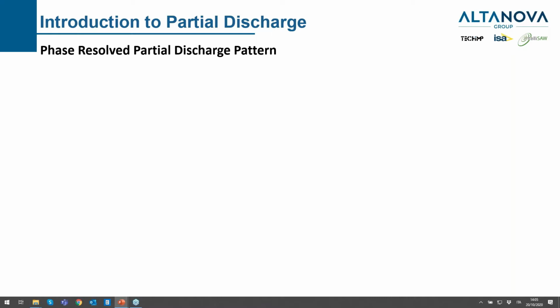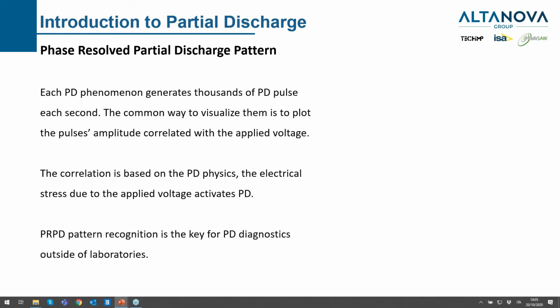Another very important concept for partial discharge testing is the phase-resolved partial discharge pattern, PRPD pattern. Each PD phenomenon will generate thousands of PD pulses. Each defect will generate thousands of PD pulses each second. The common way to visualize them is to plot such pulses' amplitude correlated with the applied voltage phase angle. The correlation is based on the PD physics. The electrical stress due to applied voltage activates partial discharge. The study of the PRPD pattern is the key for the recognition of the PD diagnostics outside of laboratories.